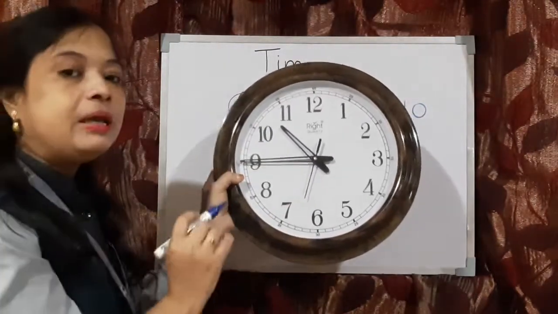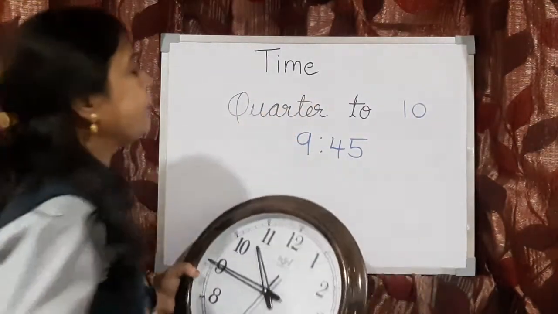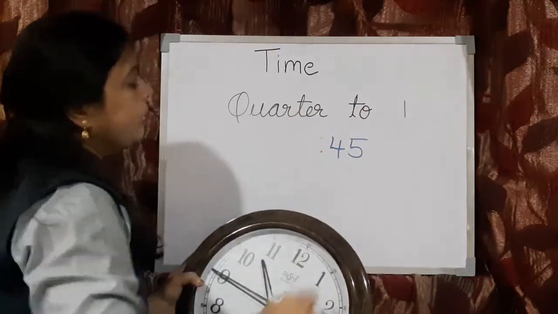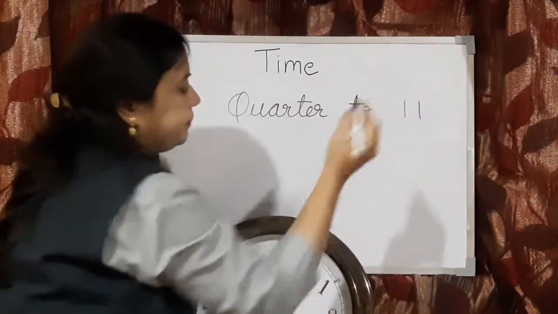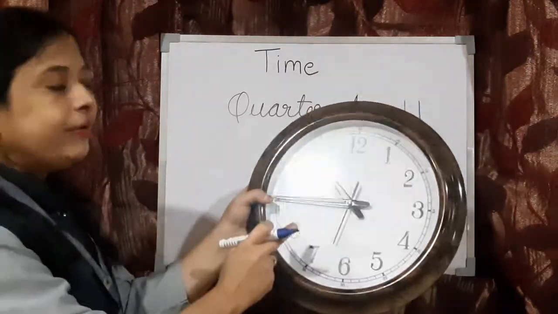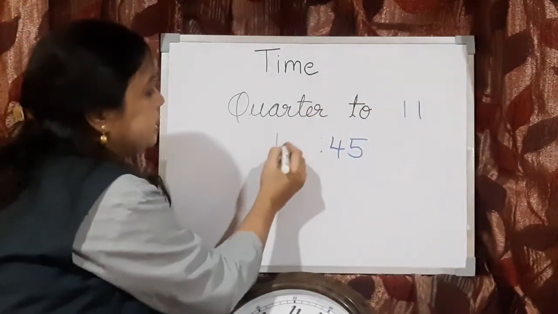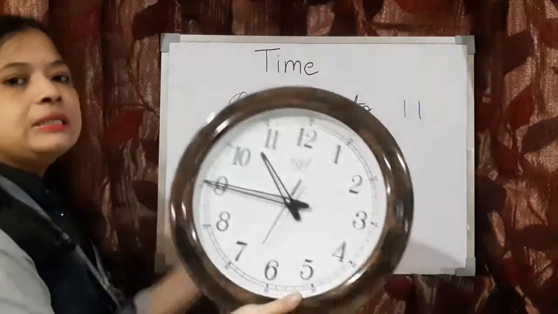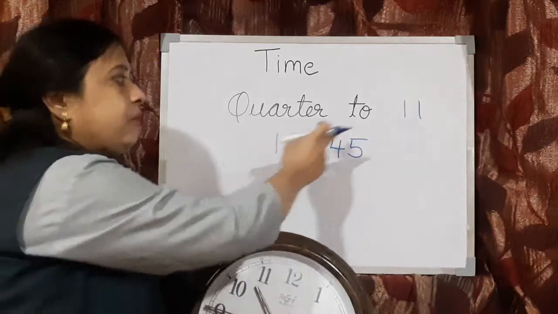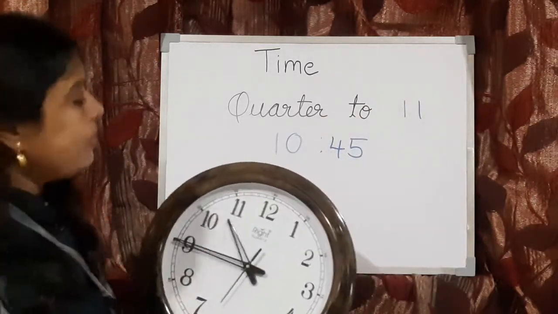So the timing will be, what we will write down here, quarter to 11 we will write down, and digitally what we will write down, 10:45, not 11:45. We will write down here 10:45. So this is very important in quarter to, always remember. Digitally we will write down one number back. Okay. Now again we are going to revise.